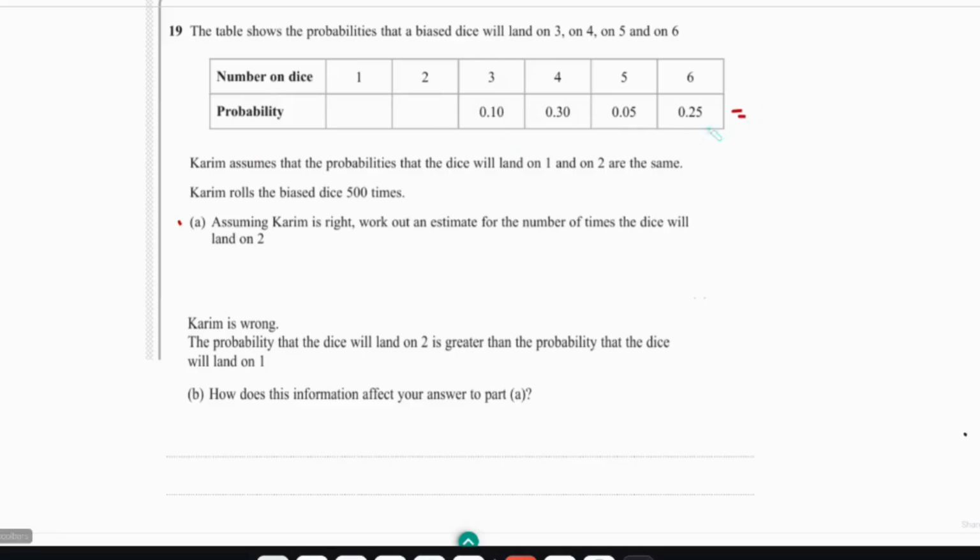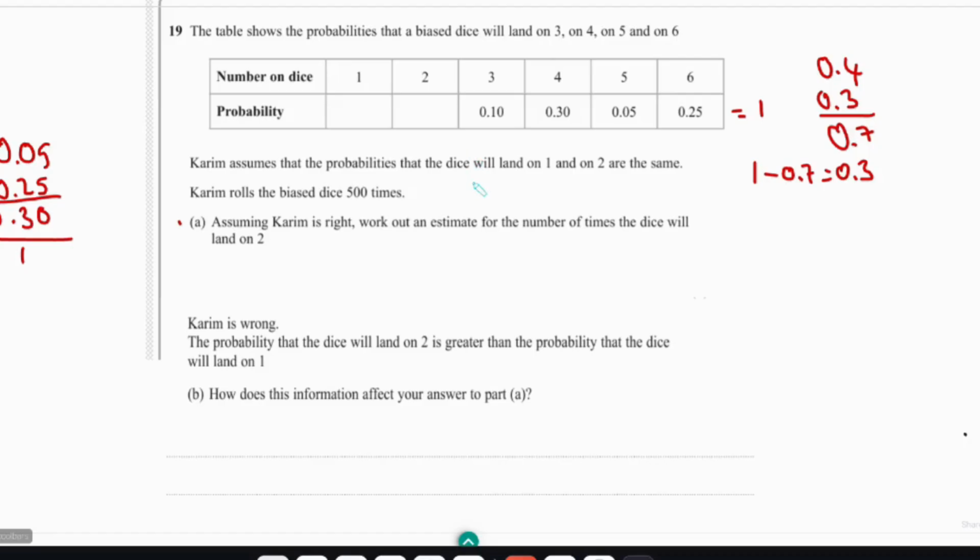So the probabilities in this table have to add up to 1. Let's add up these values here. 0.1 add 0.3 is 0.4. 0.05 add 0.25 is 0.3. So 0.3 add 0.4 is 0.7. So 1 take away 0.7 will give you 0.3.